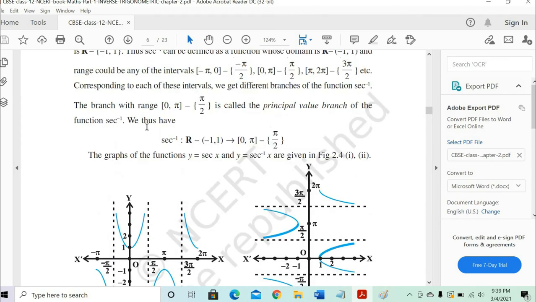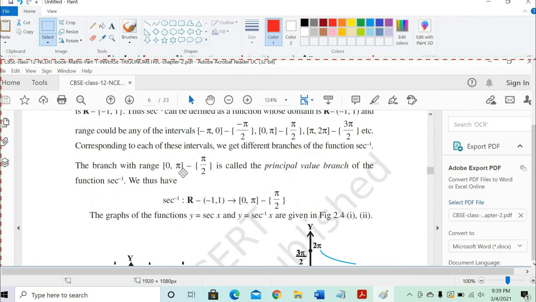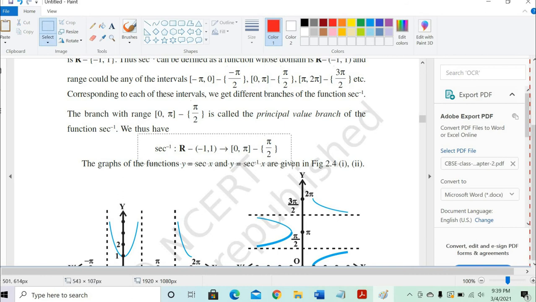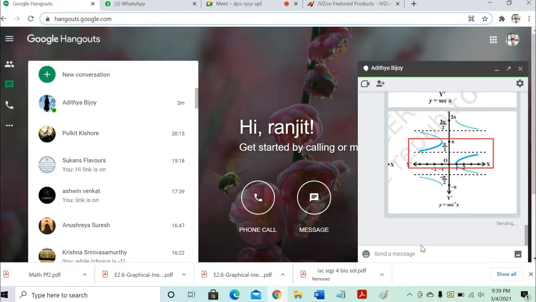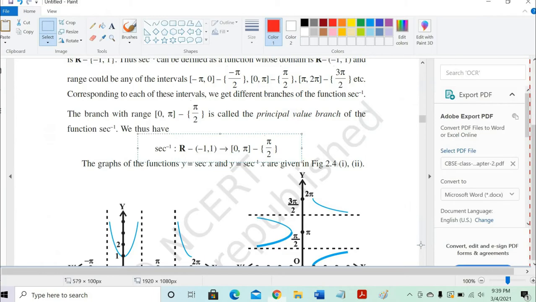Now let's write down the domain and range of the function secant inverse x. The domain is all the real numbers except minus 1 to 1. Clear?